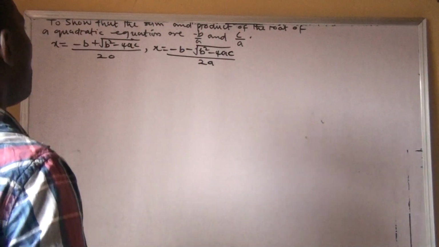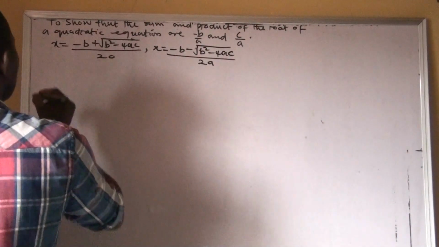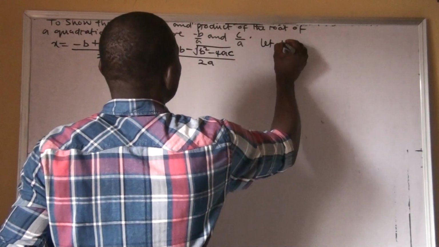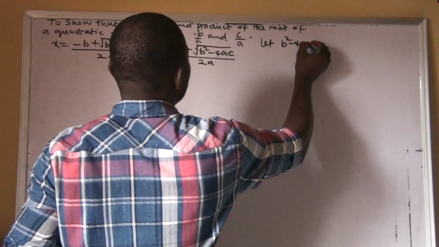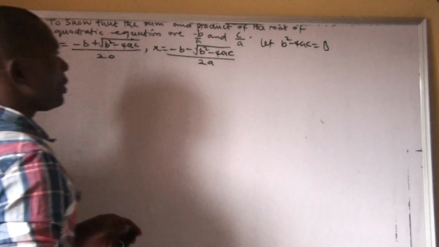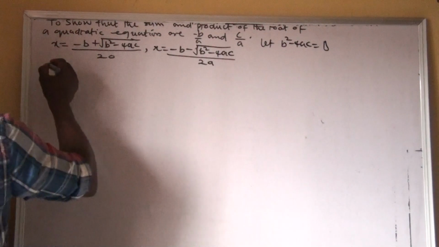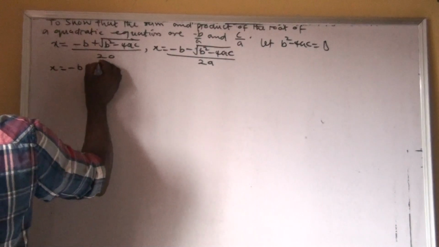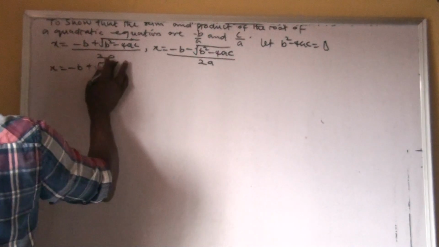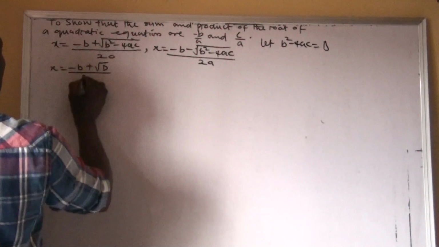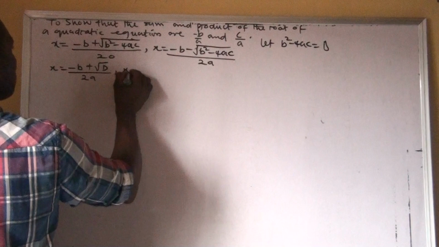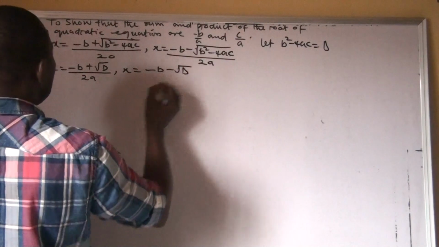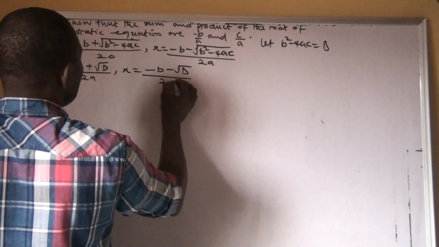Okay, we're going to look at the sum of the roots, but here we try as much as possible to reduce some terms. We say let b squared minus 4ac equal d. So here we have x equals minus b plus square root of d, everything over 2a. For the other one, x becomes minus b minus square root of d all over 2a.